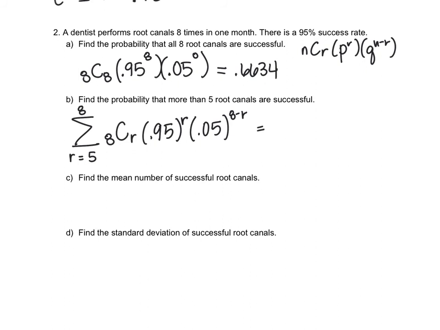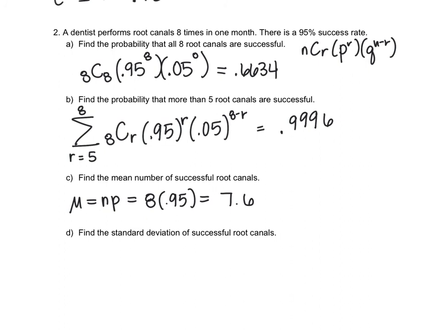So once you type it into the calculator, we're going to get 0.9996. So there's almost 100% probability that more than 5 root canals are successful. Next, we want to find the mean number of successful root canals. So mean is n times p, the number of trials times the probability of success. We are talking about 8 trials with a 95% success rate. So 8 times 0.95, which is 7.6.